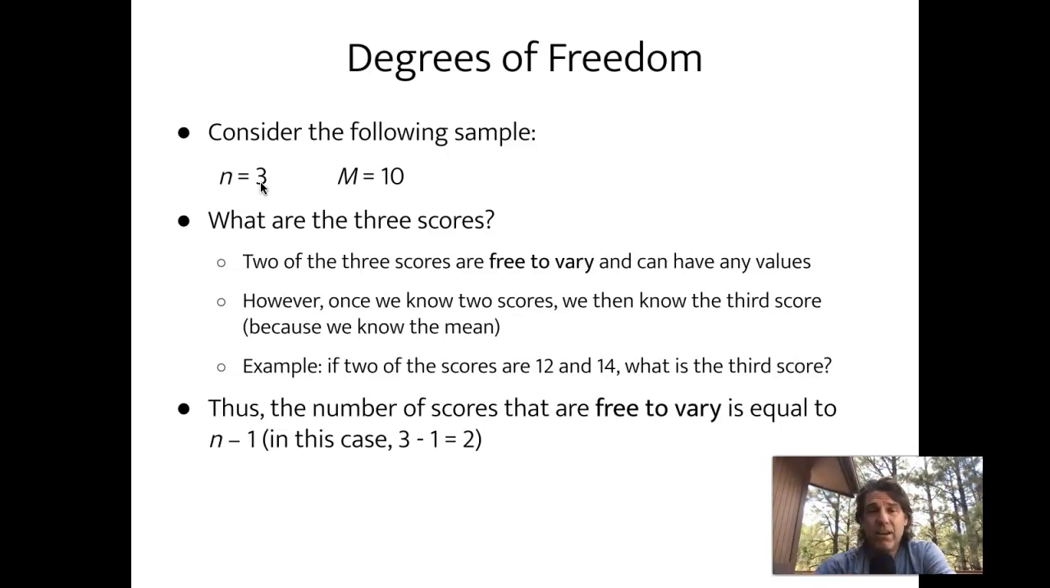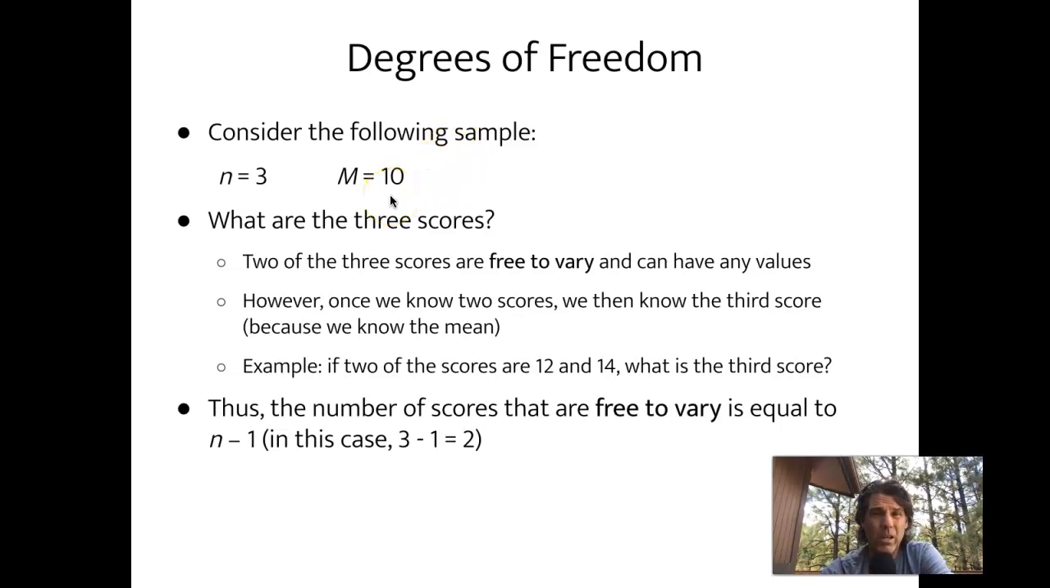So, if I told you I've got these 3 scores in my sample, and I calculated it, and it turns out that those sample scores have a mean of 10, the minute I know that those sample scores have a mean of 10, I have put a restriction on those 3 scores. And again, what does that mean? That's where it gets a little weird, but let me ask you, what are the 3 scores?